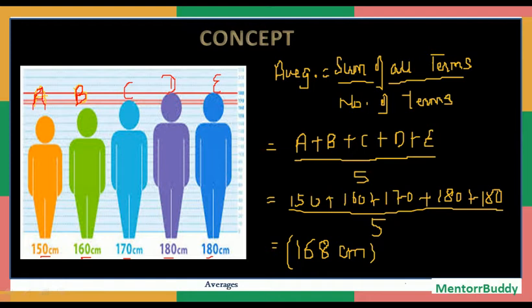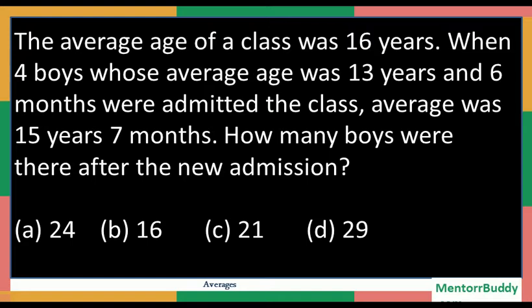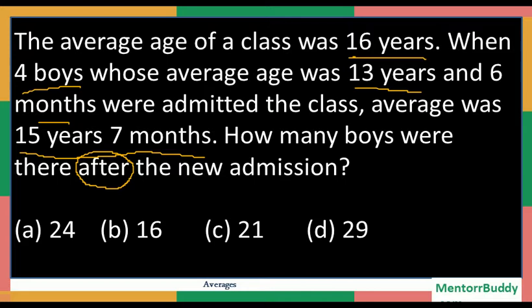Now coming directly to the question, the question says the average age of the class was 16 years when 4 boys whose average age was 13 years and 6 months were admitted to the class. The average of the new will become 15 years and 7 months. The question is how many boys there were after the new admission. So in order to figure out the number of boys after the admission, we need to see what were the number of boys which were initially present in the class.